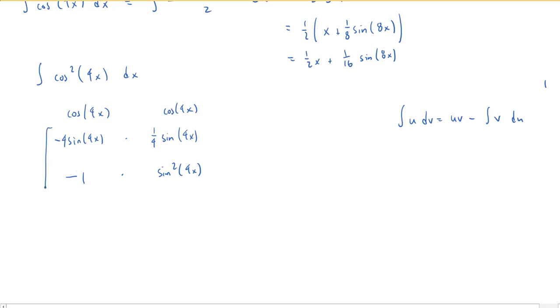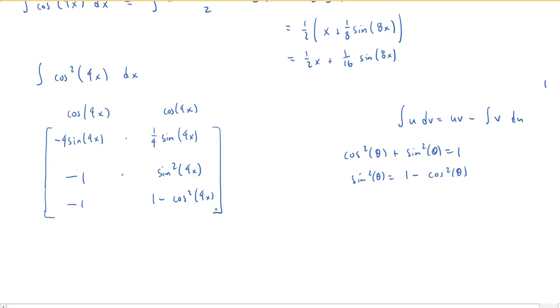Okay, but now I'm going to go one more step in this way. So the negative 1's not going to change, but I want to use the identity cosine squared plus sine squared is equal to 1. Okay, here our angle is 4x. So if you have sine squared, this is the same as 1 minus cosine squared. So I can replace sine squared of 4x with 1 minus cosine squared of 4x. Okay, again, I have not actually done an integration by parts step. I'm simply rewriting the integrand.